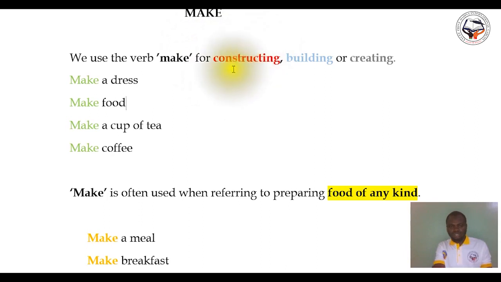It is not the same case. So make is used for constructing or building or creating. Example: make a dress. When I make a dress, it means that I'm building a dress, or I'm constructing a dress, or I am creating a dress. Okay.